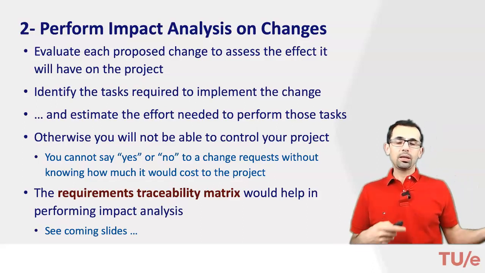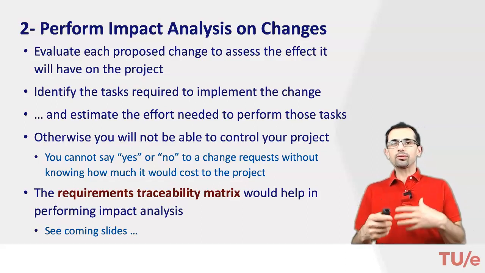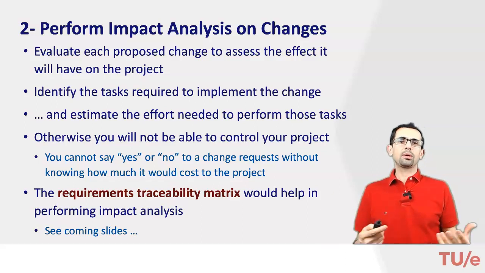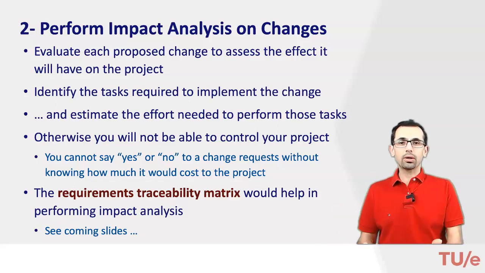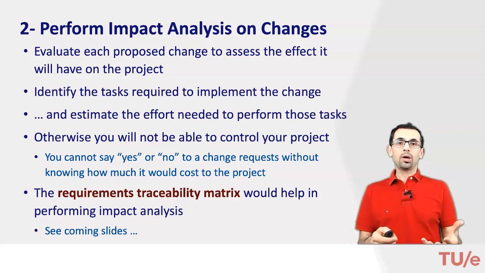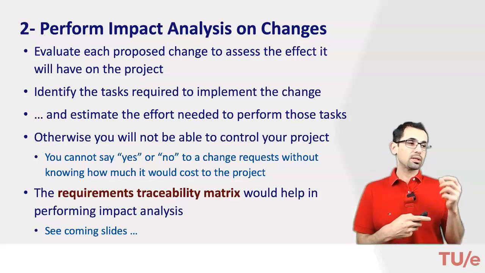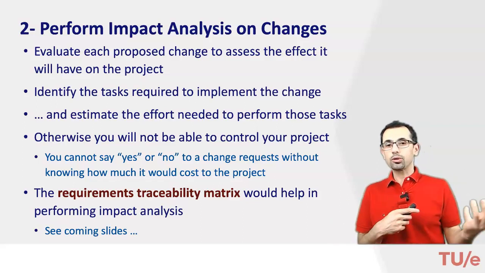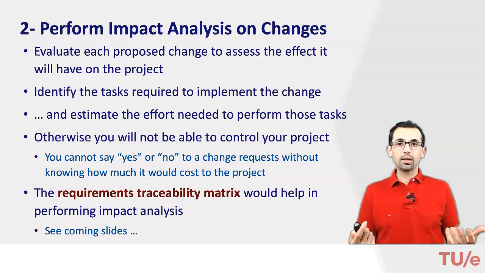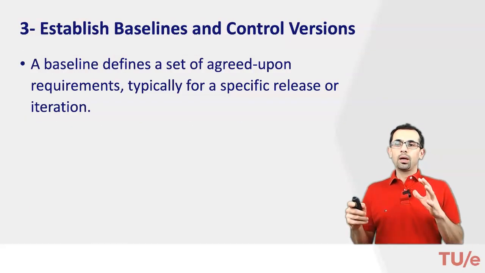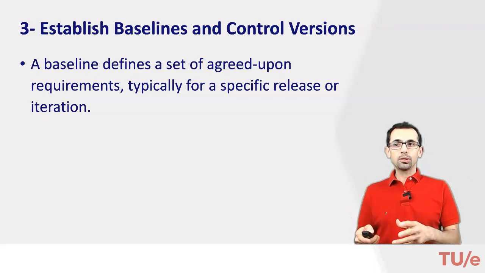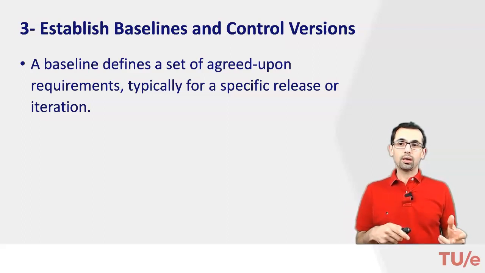You will receive a lot of change requests for several reasons. It happens that you have to change your requirements, and by that time you have to perform some impact analysis to understand how much it would cost you, how many person-months, so that you have an idea about it. One of the things that would definitely help is the requirements traceability matrix, which we will also be discussing. The third good practice is establishing baselines and controlling versions.